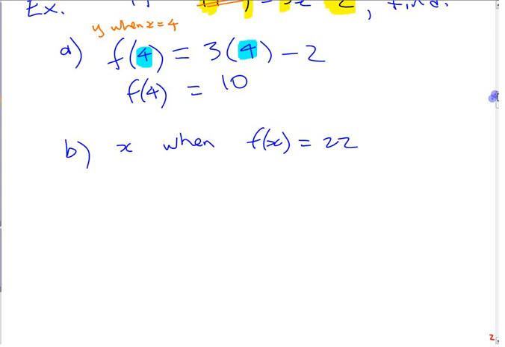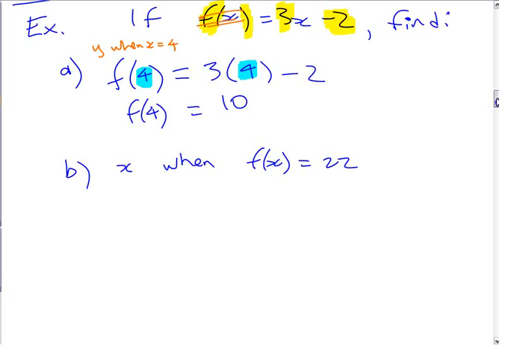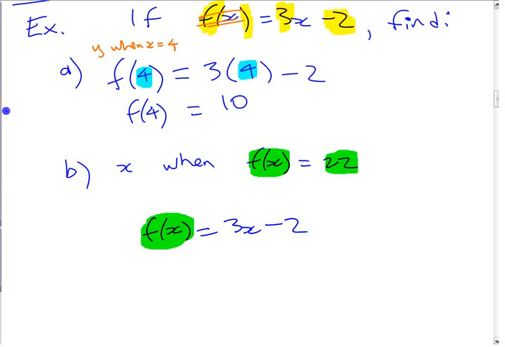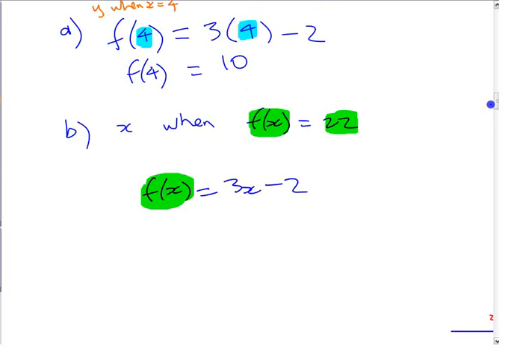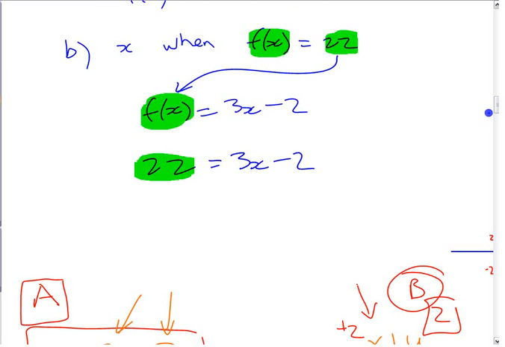The second one here says, find x when f of x is 22. What you can do there is write the rule out. F of x equals 3x minus 2. But then if it says f of x is 22, instead of f of x here, what can I write instead of f of x? That f of x, that thing in green there, what does it say it's equal to? 22. Don't put 22 in for x. Put 22 in for f of x. You can put 22 in over there, and you can write the rule out. 3x minus 2.